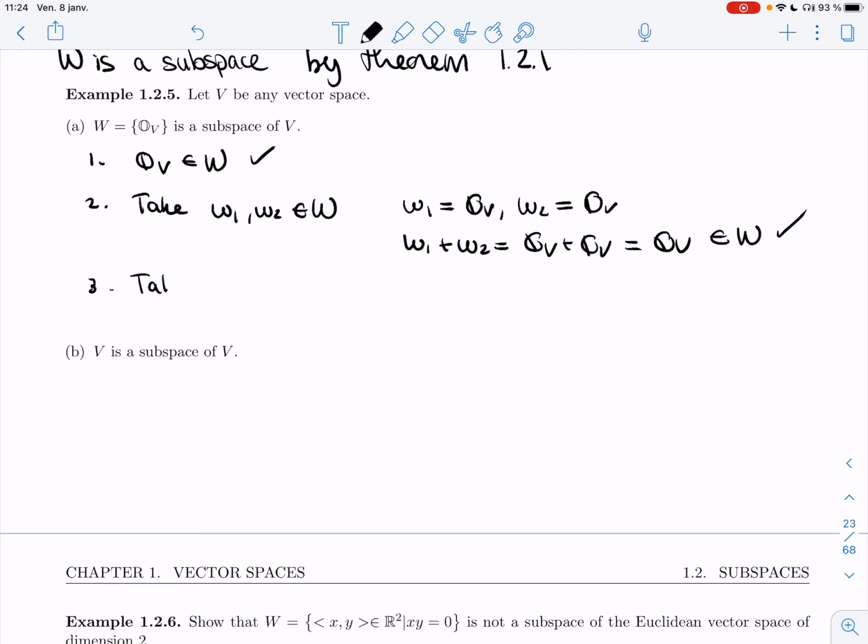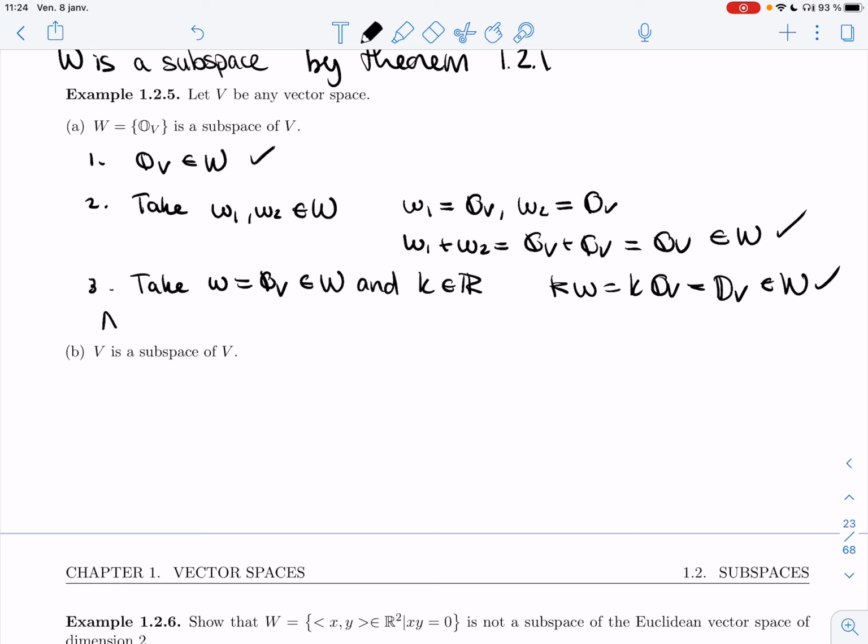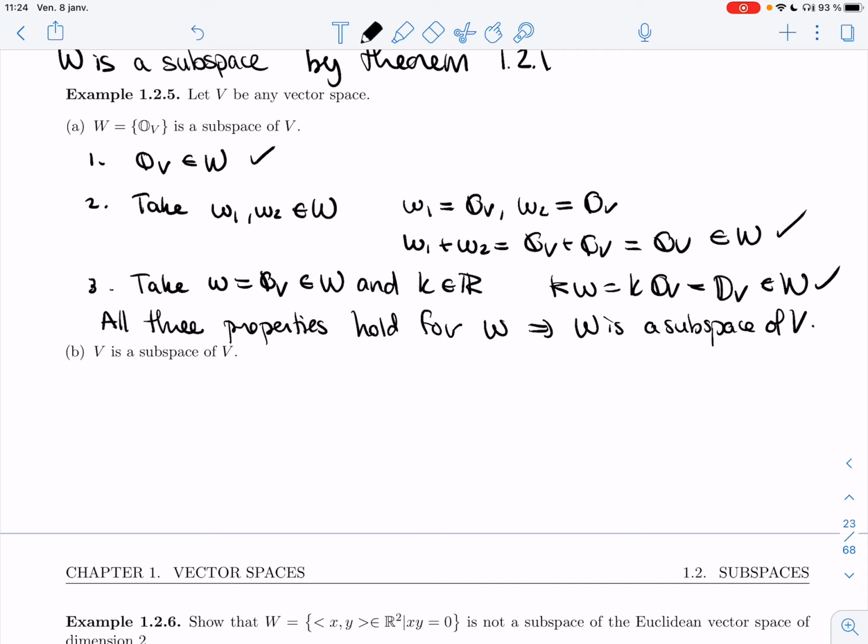Third, I'm going to take W, well, it has to be 0V, and K in R. K times W is K times 0V, which is 0V, which is in W. And so since all three properties are true, that implies that W is a subspace. So the zero subspace contains only the zero element.